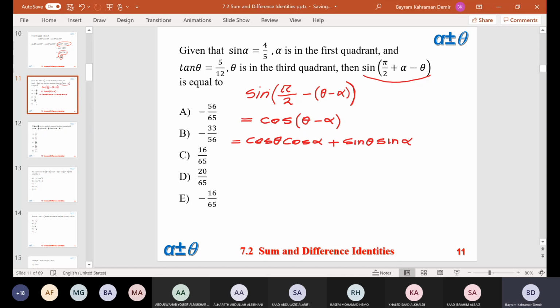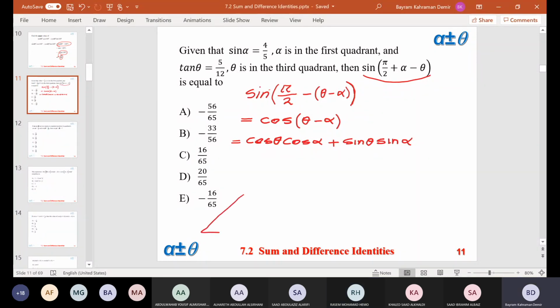Okay, let's see. Where is the theta? Well, they give you tangent of theta as 5 over 12, and they tell you theta is in the third quadrant. So if I know the tangent of theta, how did we calculate the other functions, Shabab? Do you remember? X is minus 5, Y is minus 12, and R is 13.